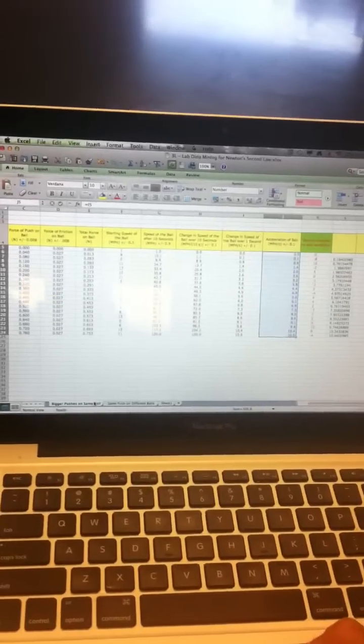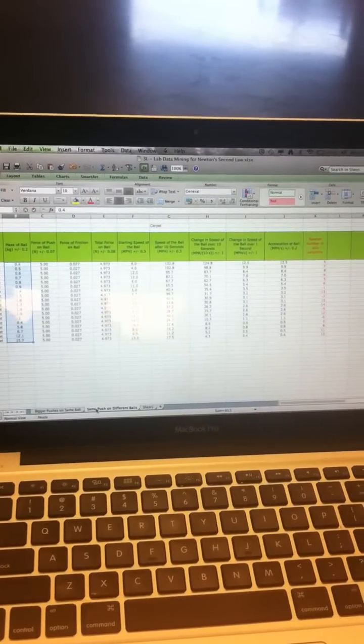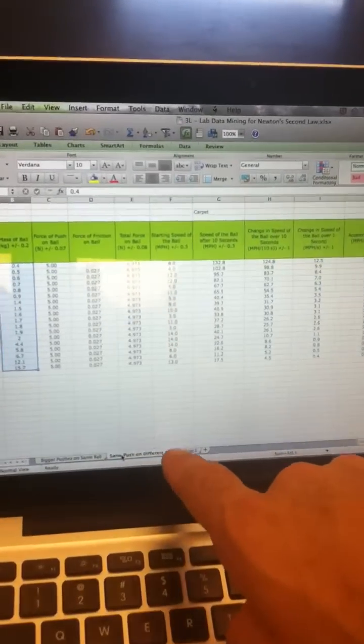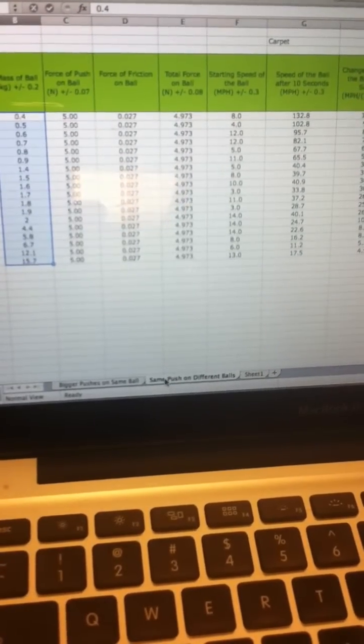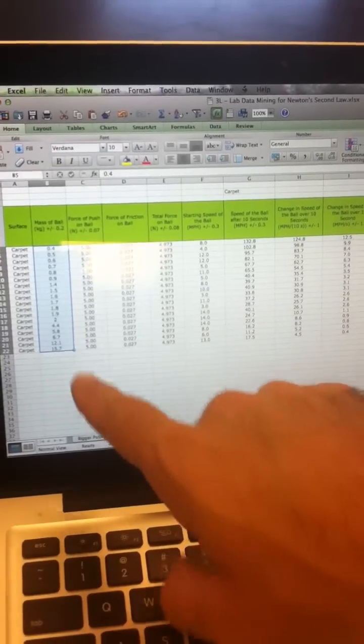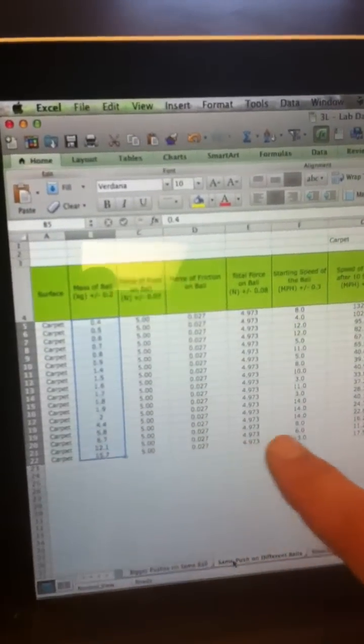Here I have the Excel. And I don't tell them there's two actual sheets here, and they have to look at both of them and figure out which one has the relevant data. So this is same push on different balls. So we see that it is the constant force. So this one is going to help us for answering how does mass affect acceleration. So our x variable is going to be the mass of the ball, and then they can ignore everything except for this last column, which is acceleration, and that will be their y in Logger Pro.